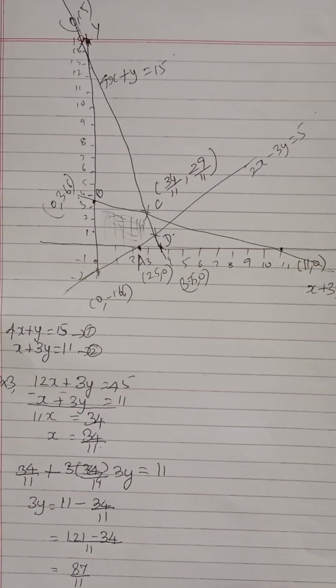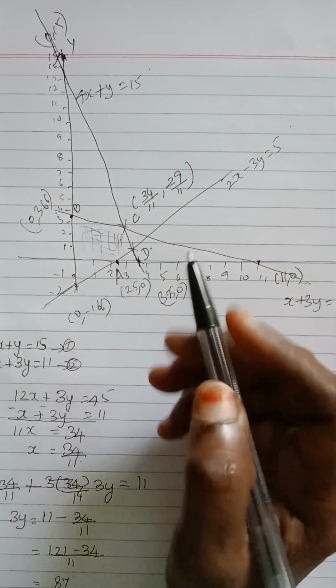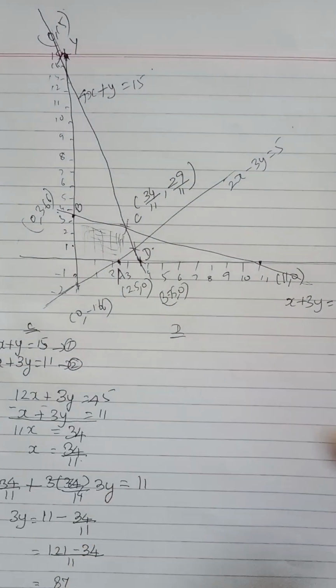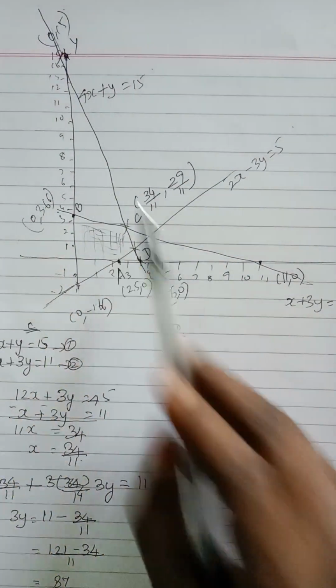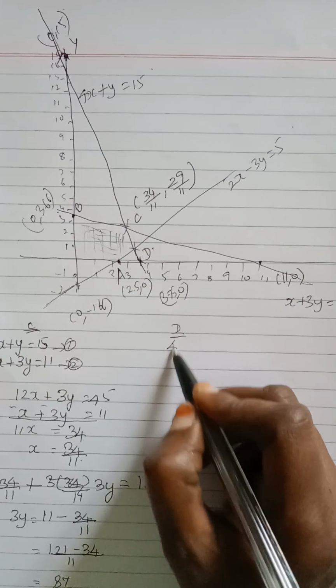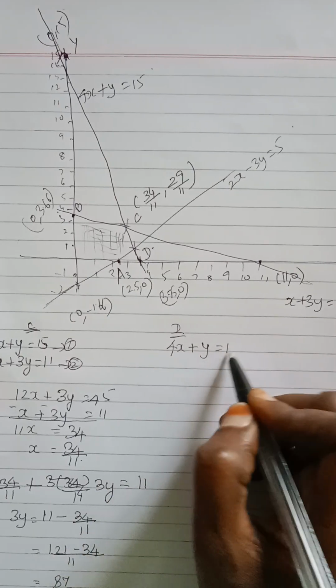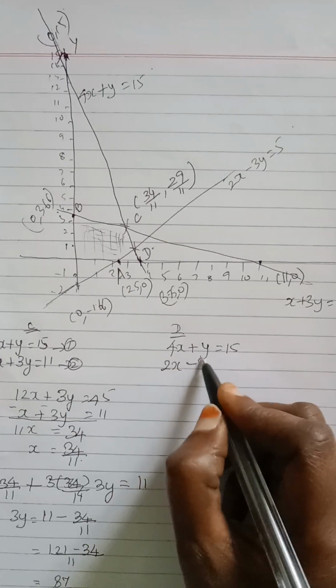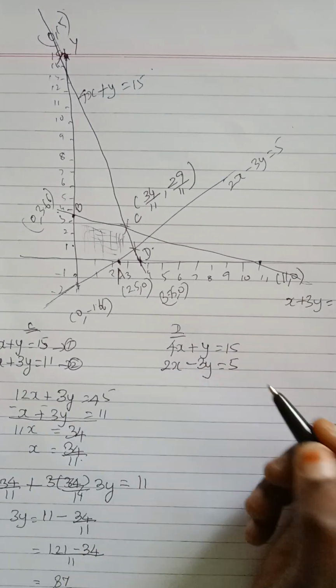Okay. Next we have to find out the D point. So this is C point. Now D point. So D point is what? It is the intersection of the same line 4x plus y equal to 15 with this line. This line is what? 2x minus 3y equal to 5.